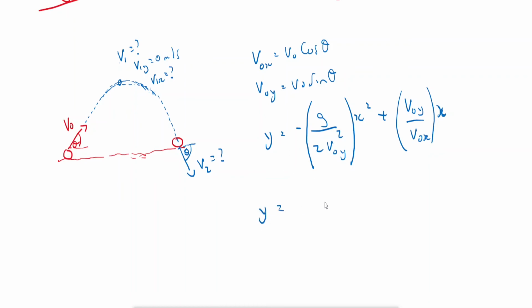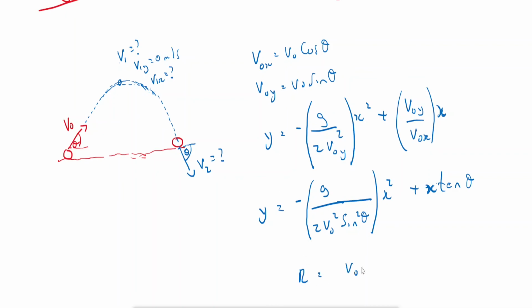This equation can be simplified. It basically becomes minus g over 2 v0 squared, and then this is going to be sine squared theta, and then x squared, so you could have it like that. Then plus, and this is going to be equal to tan theta, you could put an x here, x tan theta. Then the range is going to be equal to v0 squared sine 2 theta over g.